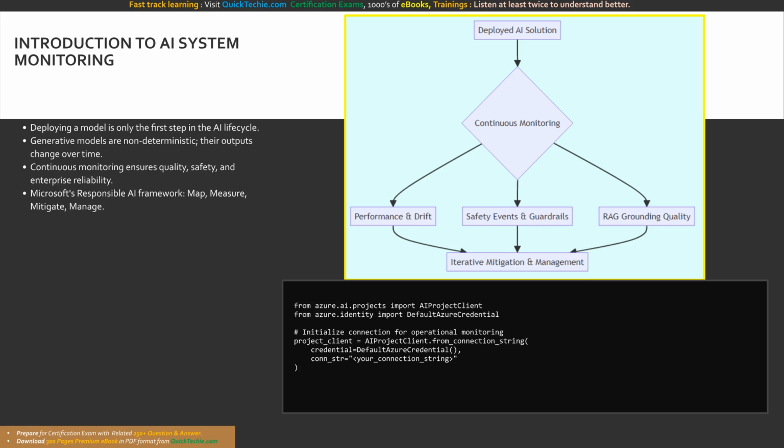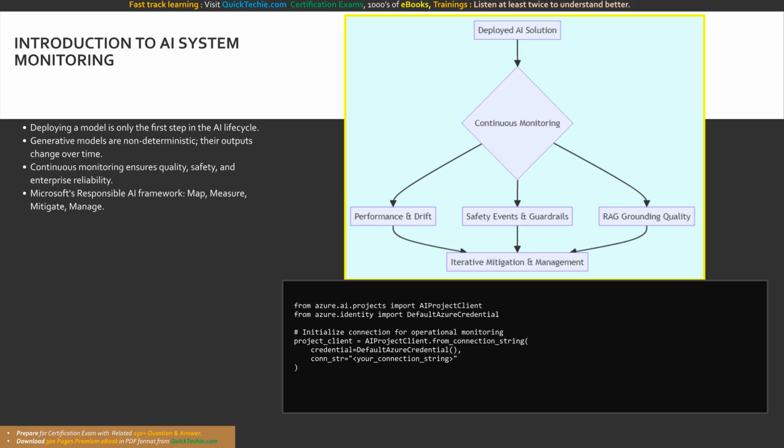We will also look at aggressively logging safety events using Azure's built-in content guardrails. Microsoft strongly advocates a structured approach to responsible AI using 4 pillars: map, measure, mitigate, and manage. Comprehensive monitoring falls heavily into the measure and manage pillars. You will learn how to effectively use automated evaluation metrics within the Microsoft Foundry SDK to continuously score your models for fluency, relevance, and groundedness.